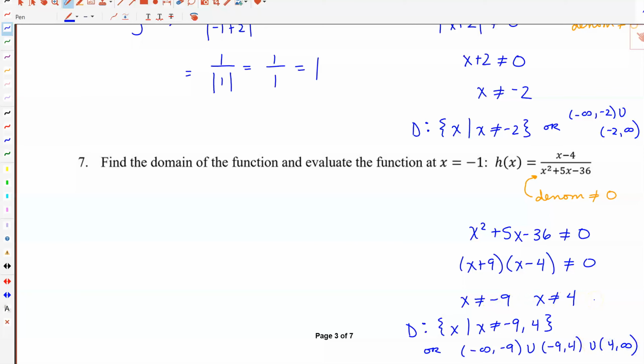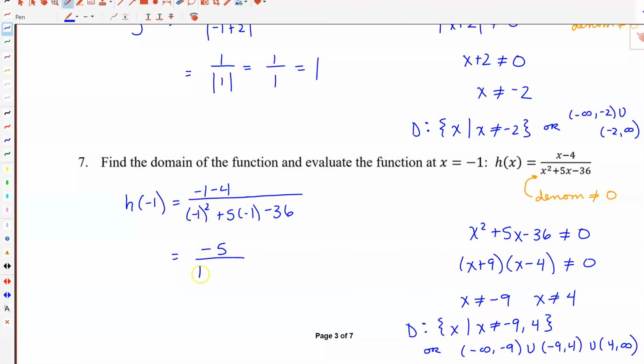All right, and then finally, I'm going to find the function at negative 1. So h of negative 1 is going to be negative 1 minus 4 in the numerator. And then downstairs, remember when you substitute in a negative number and it has an exponent, you need parentheses around that negative number. The parentheses are optional elsewhere. It's probably just a good idea to always substitute in a negative number with parentheses, but on the exponents, it's actually required. So negative 1 minus 4 is negative 5 upstairs.